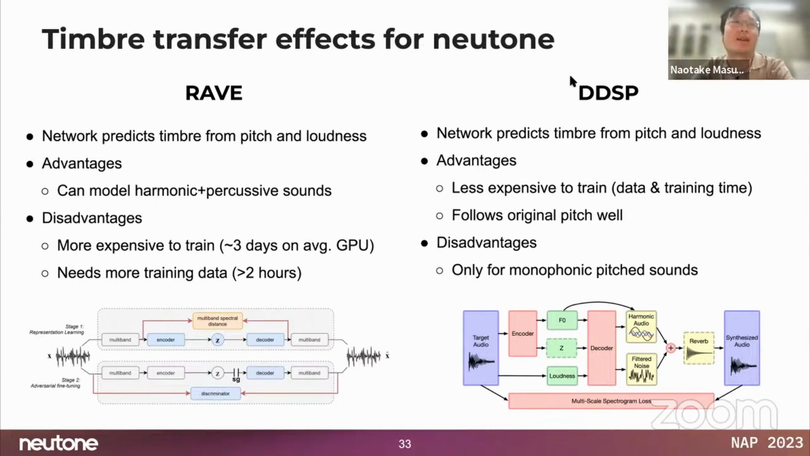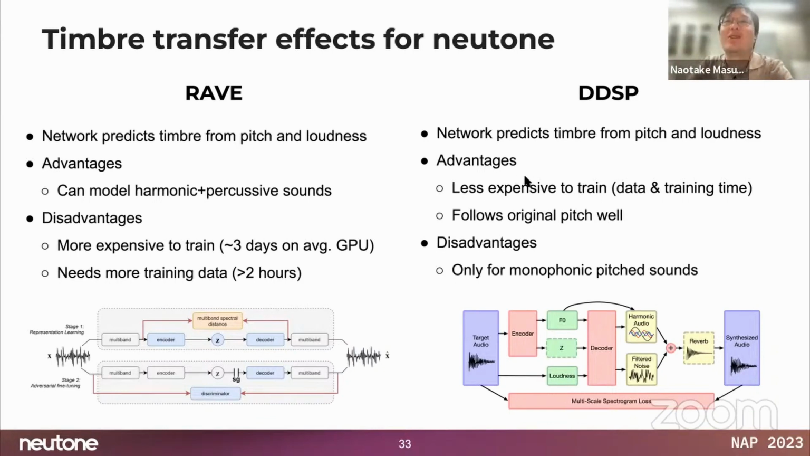And the second model is the DDSP. The DDSP model predicts the timbre from pitch and loudness that's extracted from the input audio. The advantage is that it follows the original pitch very well, because it explicitly models the fundamental frequency, which is pitch, and the loudness. And also this architecture utilizes what we call an inductive bias in machine learning.